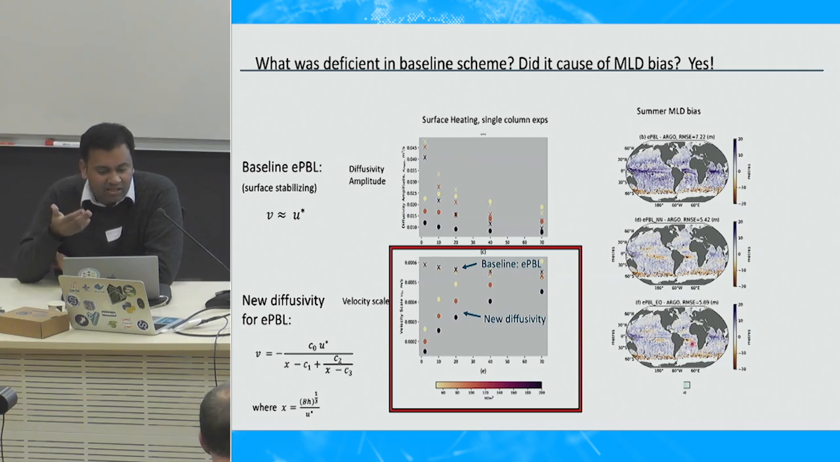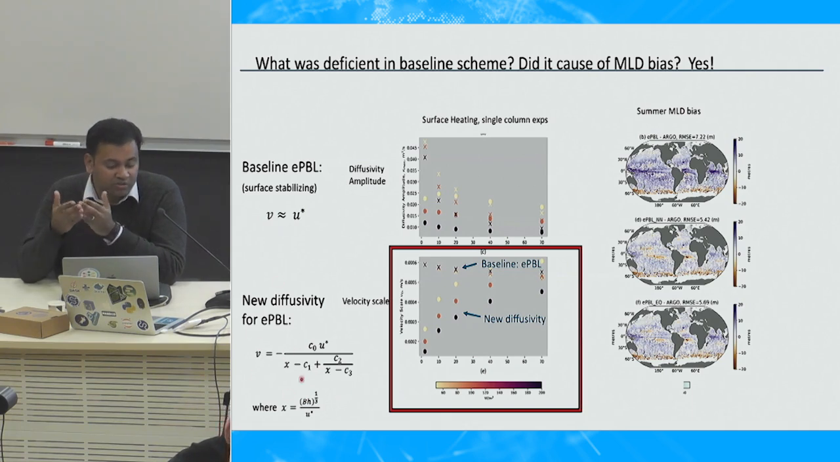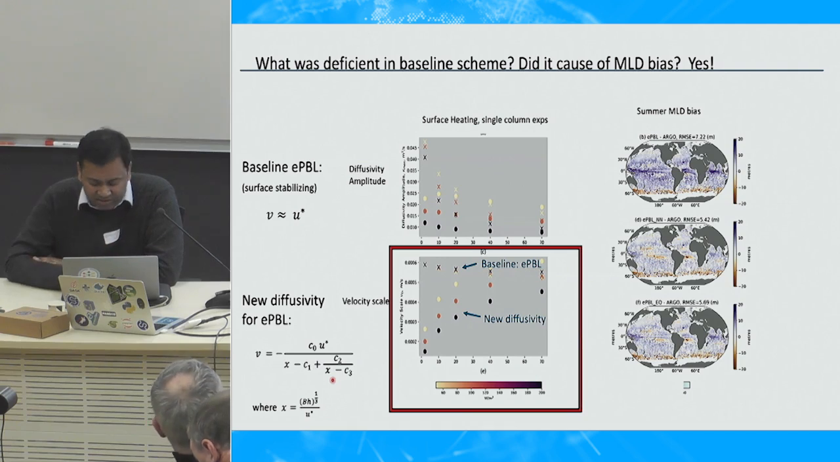bias reduction. And with interpretable equations, we were able to compare the new diffusivity with the baseline diffusivity. And because this new velocity scale is very close to what the networks were doing, I can say with some confidence that this is what the networks were trying to approximate in those neural networks.